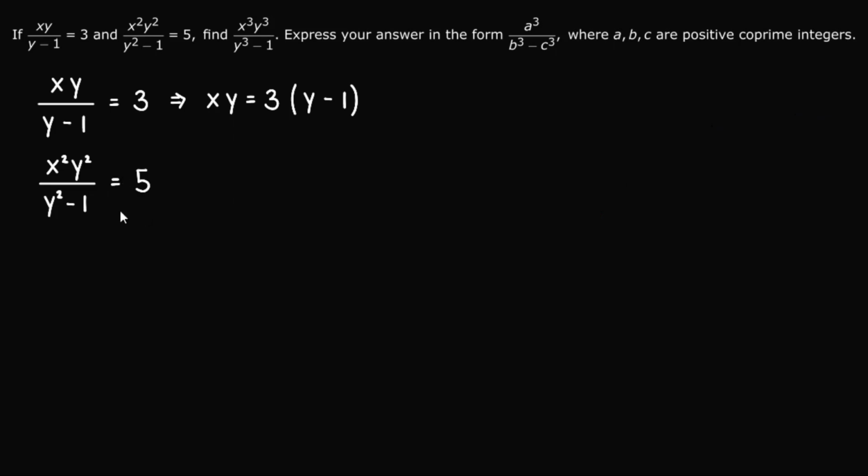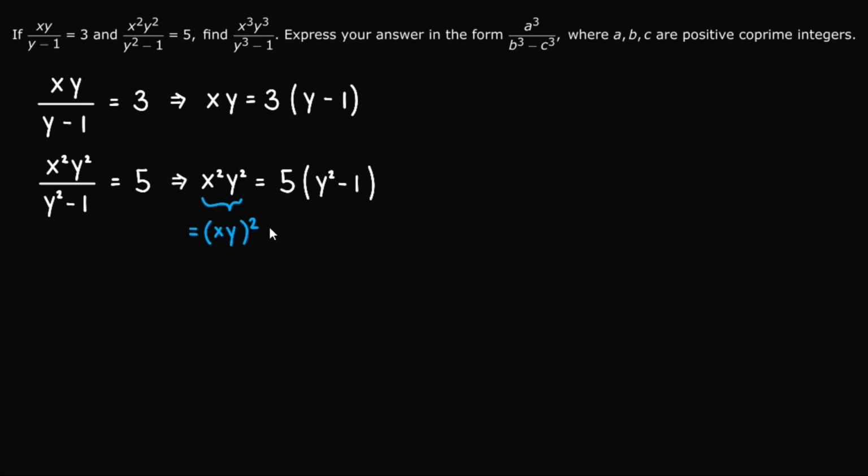Then for this next one, we do the same, so we'll have x squared y squared equals 5 times y squared minus 1. Now take note here that this one out here is actually equal to x times y, quantity xy squared. So this happened because of the law of exponents.